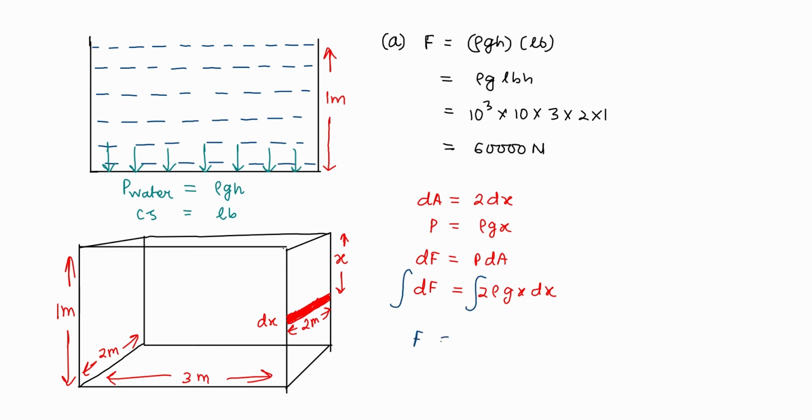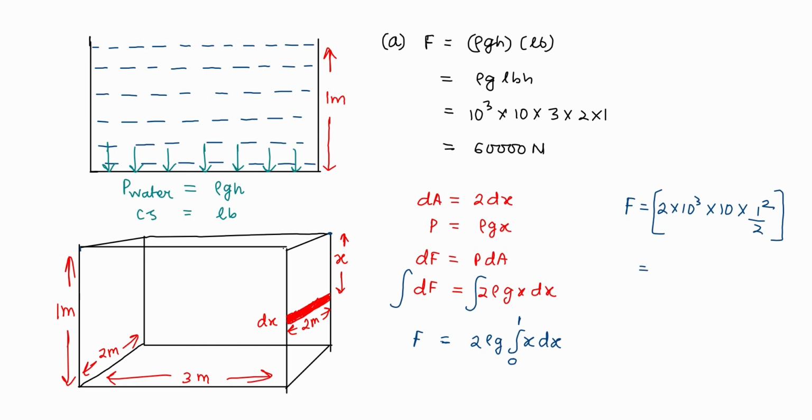So force turns out to be 2 rho g times the integration of x dx, with the limit from 0 to 1. Over here at this particular point the depth is 0, and at the base, since the height is 1 meter, we take the limit from 0 to 1. Hence, if I calculate this value, it is equal to 2 into 10 to the power 3 into 10 into x square by 2, that is 1 square by 2, on substituting the upper limit and lower limit.